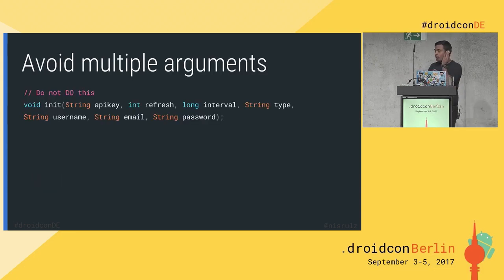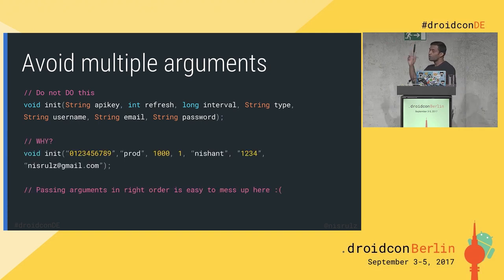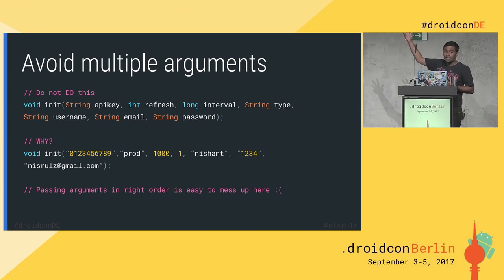Okay, so now I'm getting into more technical stuff, and it is more about what are the things that you should not be doing versus what you should be doing. The first one that I want to start with is avoid multiple arguments. The code line that you're seeing right now has multiple arguments. Why is it wrong? Well, because it's easy to mess up the order. In the example that I'm showing right now, the second argument should be an integer, but it's a string right now. You can check it from the first one. Int refresh is now prod as a string, which is very easy to mess up.